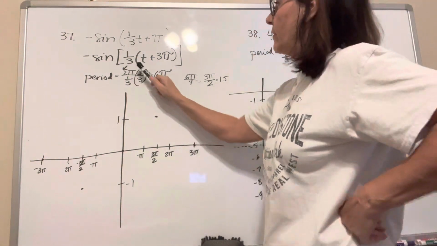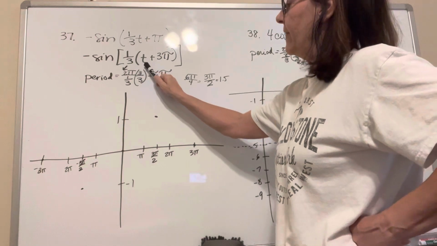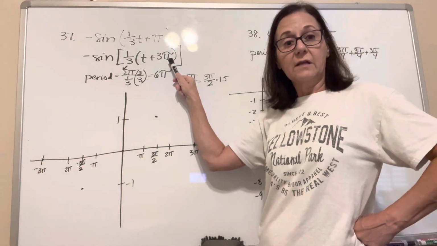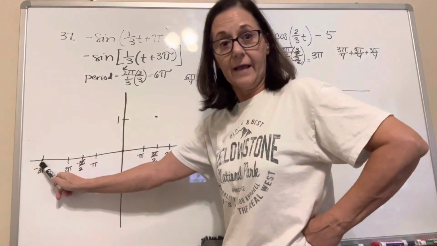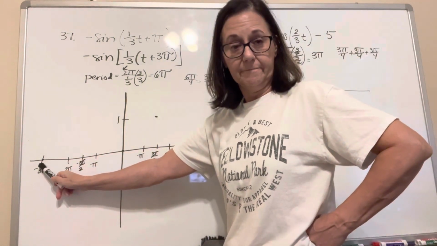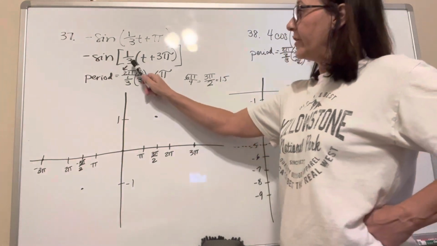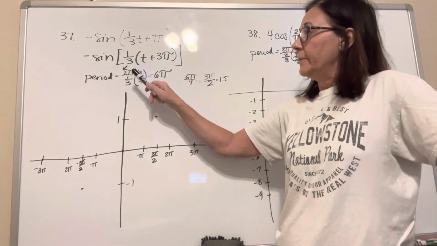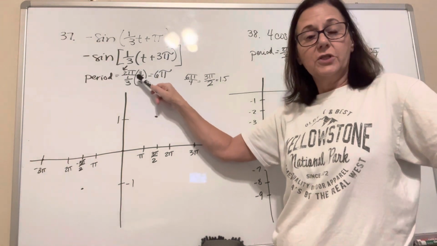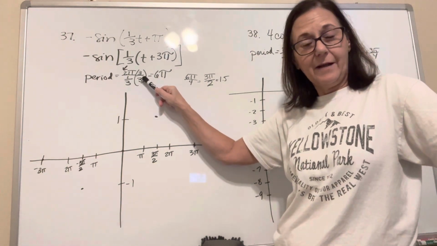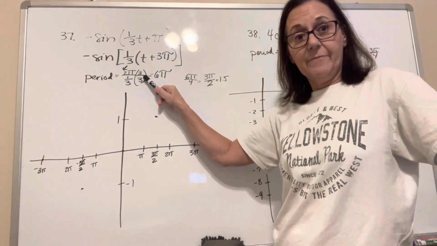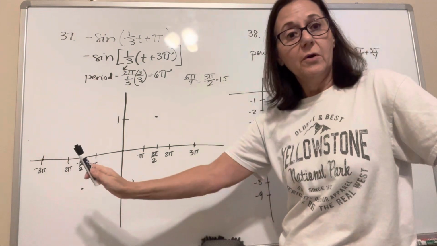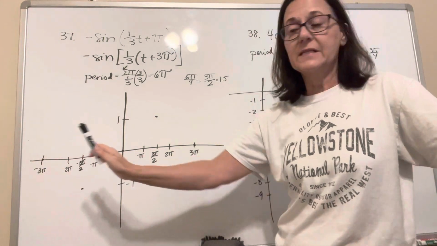All right, so when I factor that out, it's 1/3, and then it's t plus 3 pi. So the 3 pi is a horizontal shift left. That's where we're going to start, at negative 3 pi. This 1/3 helps me calculate the period. The period is 2 pi over 1/3, which, to simplify, you multiply by 3 over 3, and that's 6 pi. So to complete one whole cycle is going to be 6 pi.